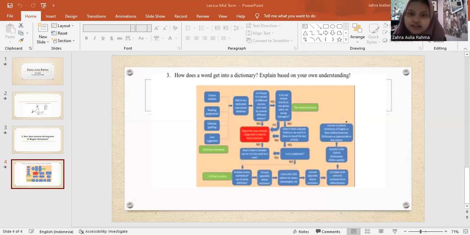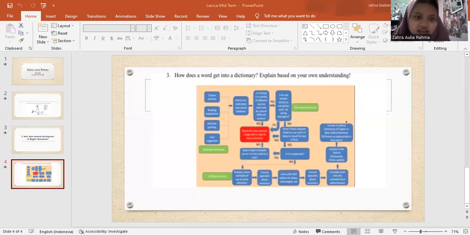And the second one is the research process. Does it have a decent history of use, and is it likely to stand the test of time? And it is yes because it is a trademark, and it is yes because it does have a broader use, or it is also used as a verb.